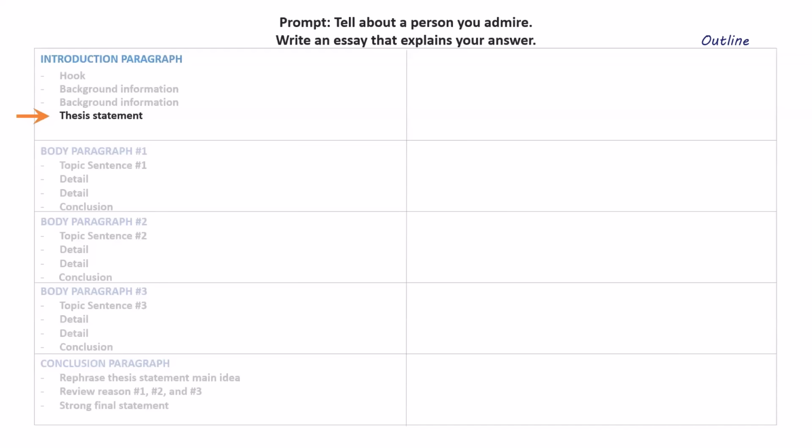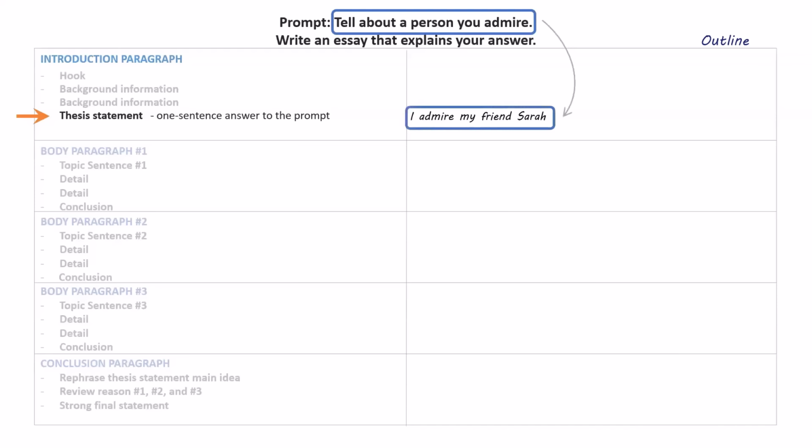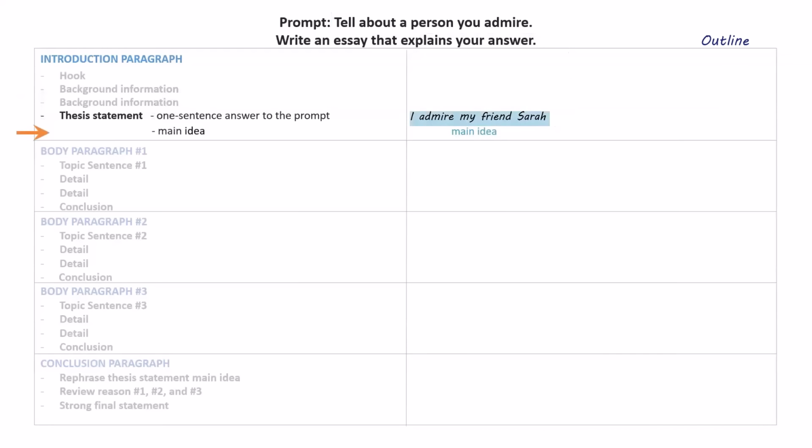For a basic essay like this one, I recommend writing your thesis statement as a 1-sentence answer to the prompt. My answer to this prompt is, I admire my friend Sarah. That is the main idea of our thesis statement. Now we need to add reasons. Because we're writing a 5-paragraph essay, I'm going to add 3 reasons to my thesis statement. So why do I admire my friend Sarah? Because she's unique, brave, and honest.